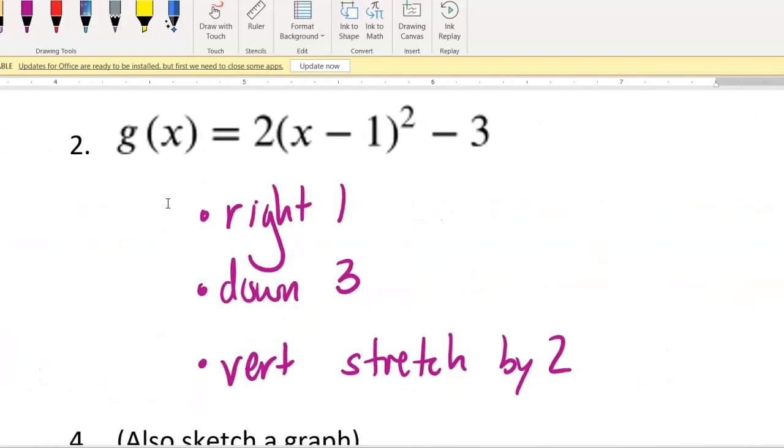With this next one, again, inside of parentheses, we have the x minus 1. So that means it's going to go to the right 1. And the minus 3 means it moves down 3. The 2 that's outside of there, this time that's bigger than 1. So that'd be a vertical stretch by 2.